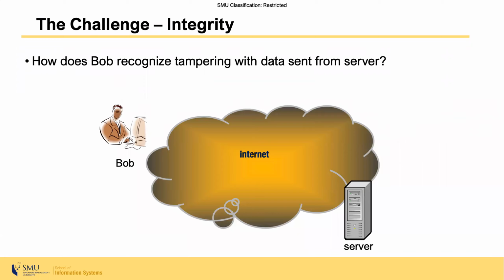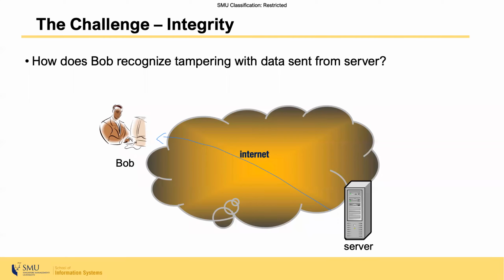The challenge we are trying to address can be formulated as: how does Bob recognize tampering with data sent from a server? Assume that Bob wants to retrieve some information from a website, a database, or some information stored on a server. The data will have been transmitted through the internet, which is also known as a public channel.